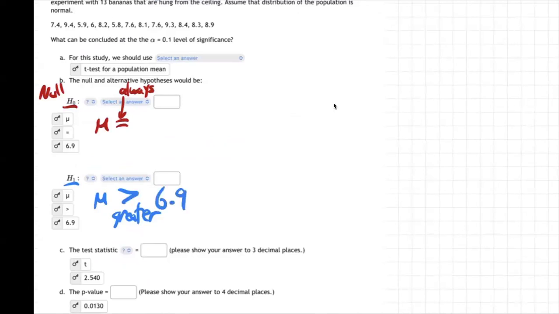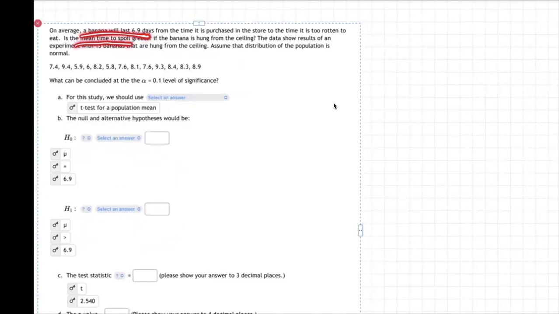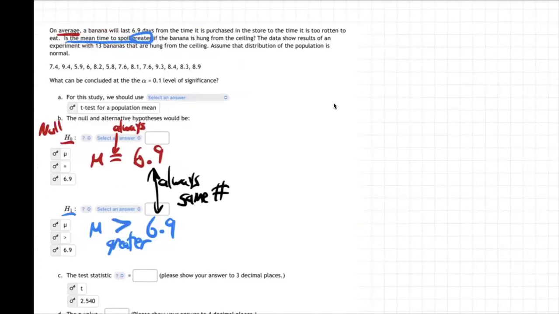And if 6.9 goes there, then 6.9 goes there as well. These are always the same number. Different symbol, same number. Again, how am I getting that? It says the average is 6.9 days. Is the mean time greater if the banana is hung from the ceiling?